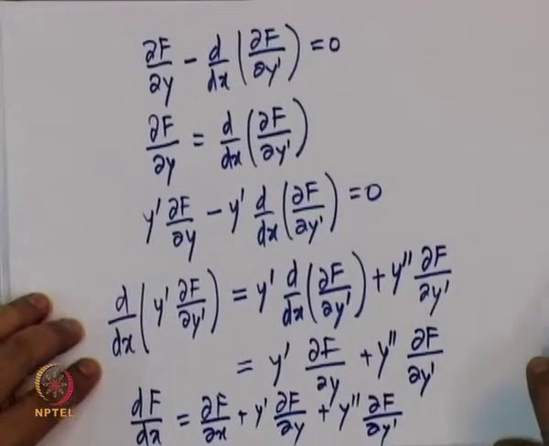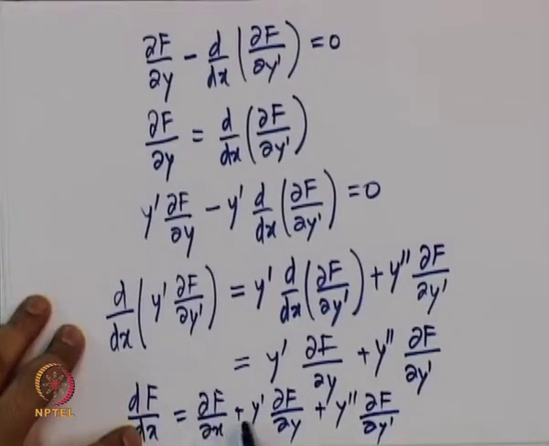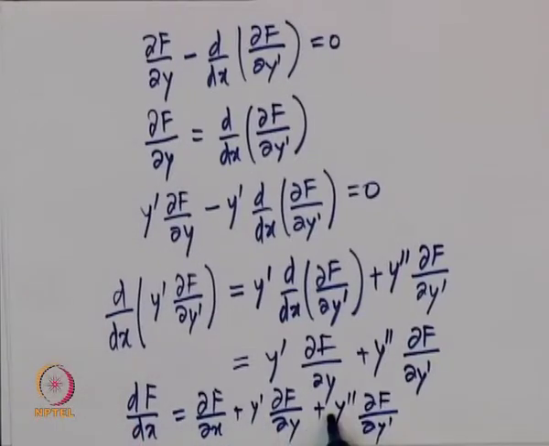So, this is from calculus, this is an identity: d/dx is ∂/∂x plus y prime ∂/∂y plus y double prime ∂/∂y prime, if f was a function of x, y and y prime. So, this is an identity. Now, if f is not an explicit function of x, this term is not there. So, the right hand side can basically be written as df/dx itself.